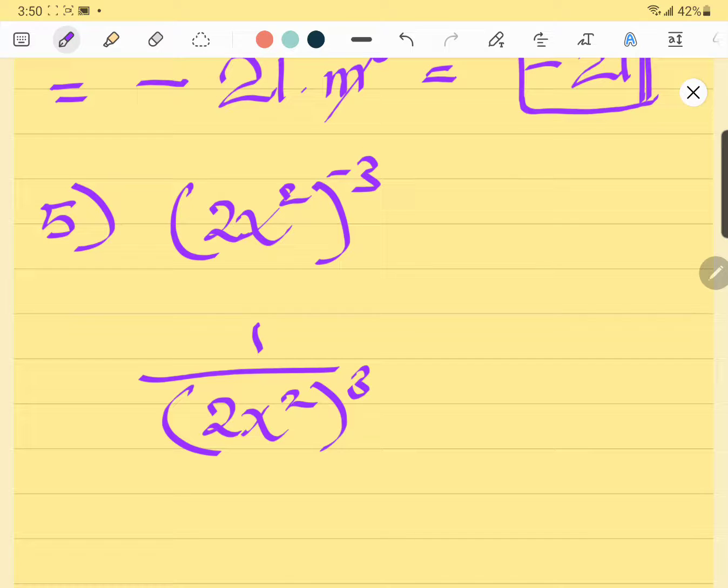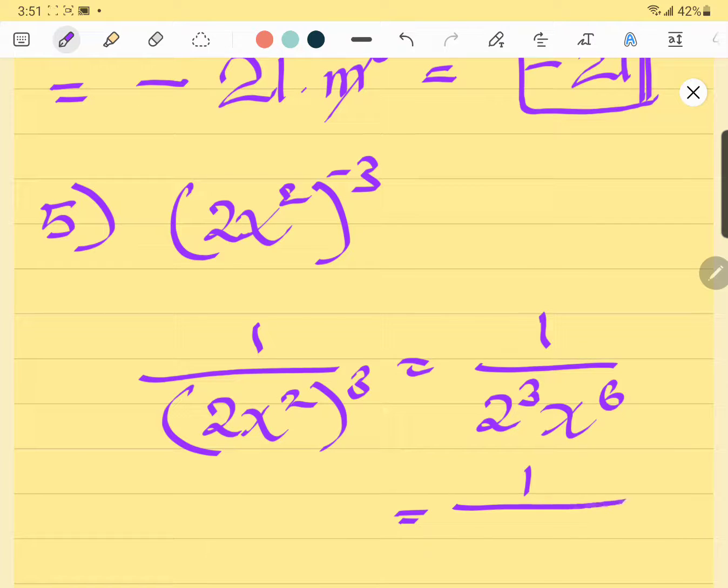So now we have put the expression down in the denominator. We have changed the sign from a -3 to a +3. And then we're going to use the power rule. We're going to write 1 over, and every member is going to get cubed. So we're going to write 2 to the third, x to the 2 times 3, which is 6.